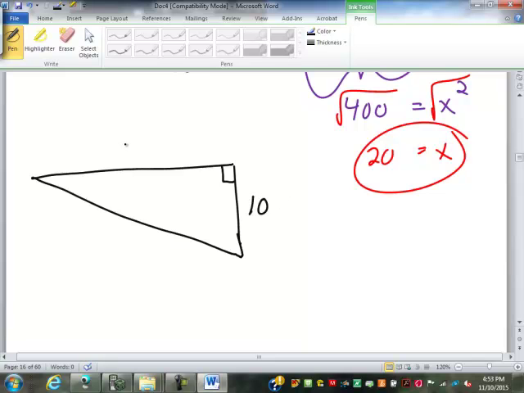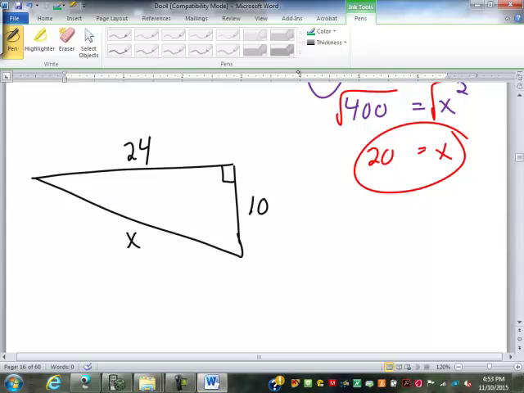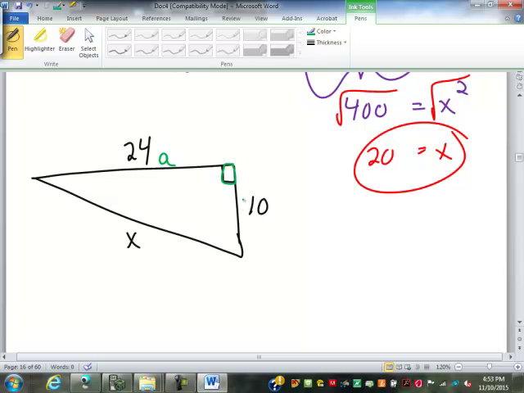So this is 10 units. This is 24 units. We'll call this x over here. Now again, which two sides make up the legs? Whichever two make the right angle. Very good. So in this case, that'll be 24 and 10. It doesn't matter which one I call A or B. So I'll call this one A, this one B. That means side C has to be the side associated with the x.